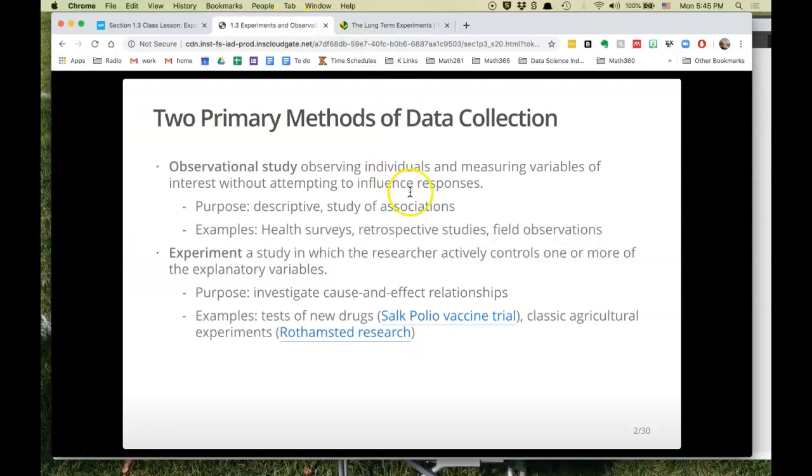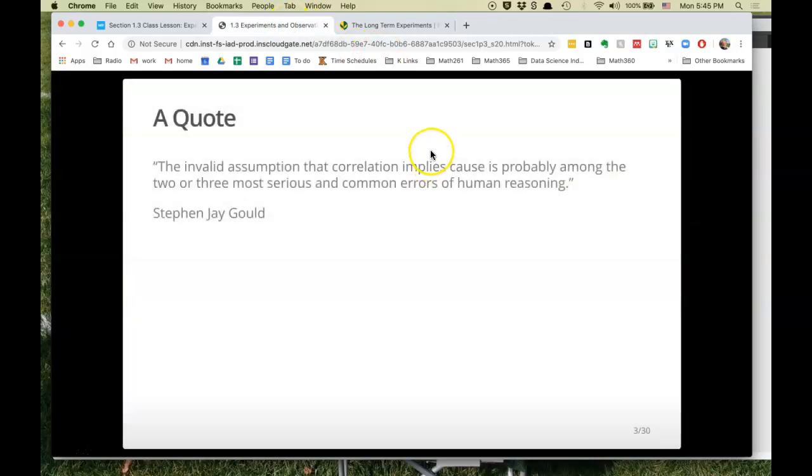historical experimentation. All right, now to move on, I want to think early about the relationship between the idea of association and cause and effect.